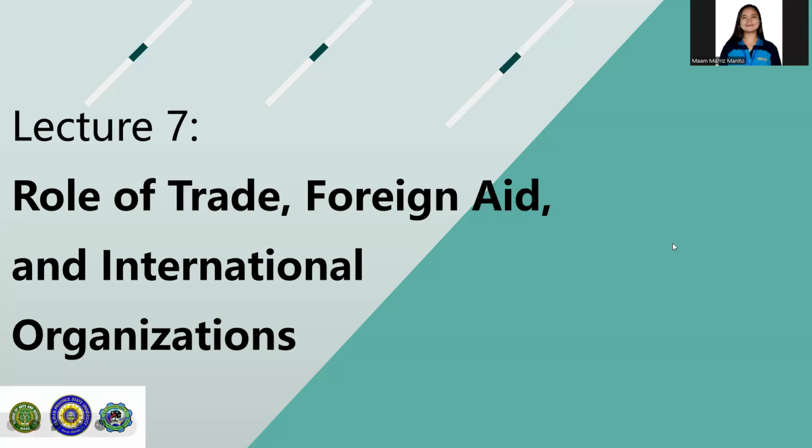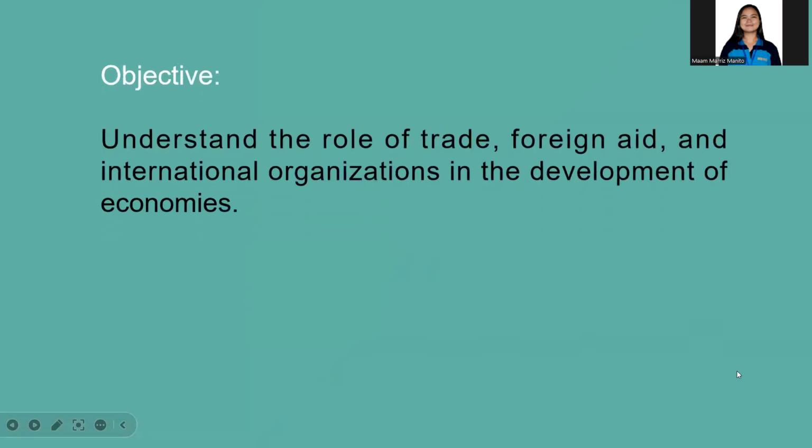Good day, everyone. For this lecture, we will be learning about the role of trade, foreign aid, and international organizations. The objective of this lecture is to make you understand the role of trade, foreign aid, and international organizations in the development of economies, particularly those economies that needed the help of foreign aid and the intervention of international organizations, and also the benefits of trade.